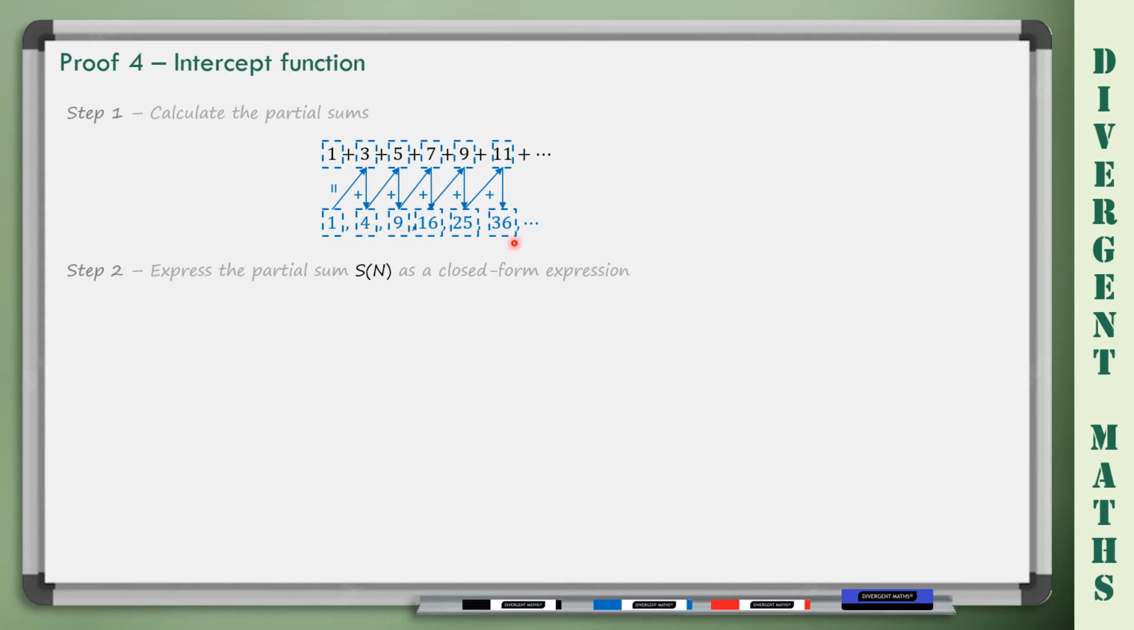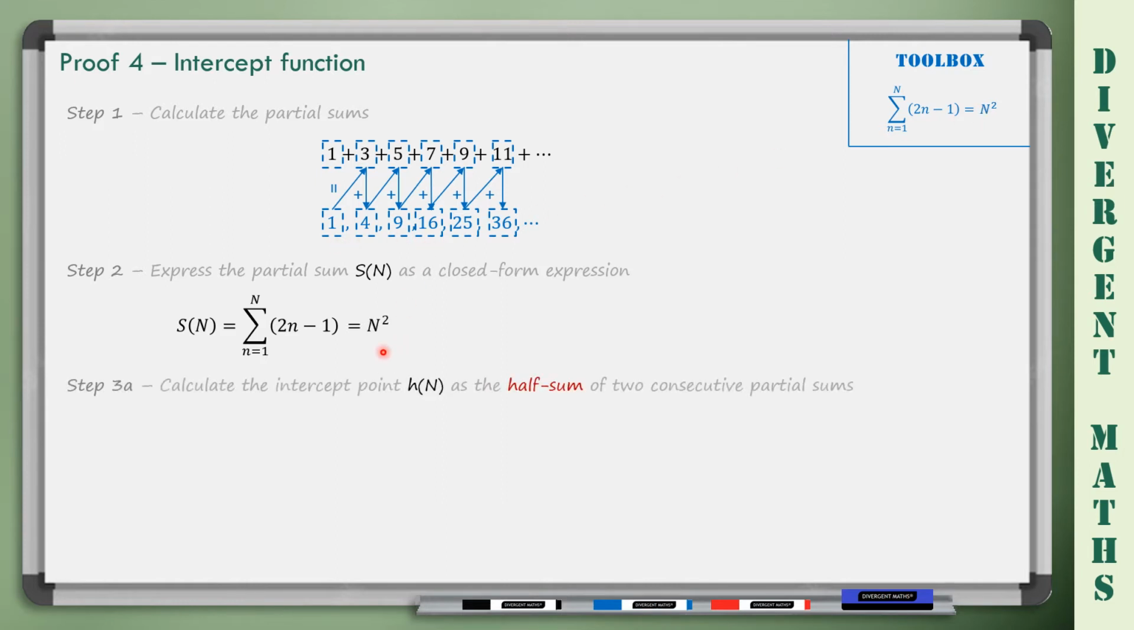Once we have identified that, we can express the partial sum S of N, uppercase N being the index for the sequence of partial sums, as a closed form expression. S of N, which is the sum from lowercase n equals 1 to uppercase N of 2n minus 1, is equal to, let's open the toolbox, N squared. We can see it here. So here is the N squared.